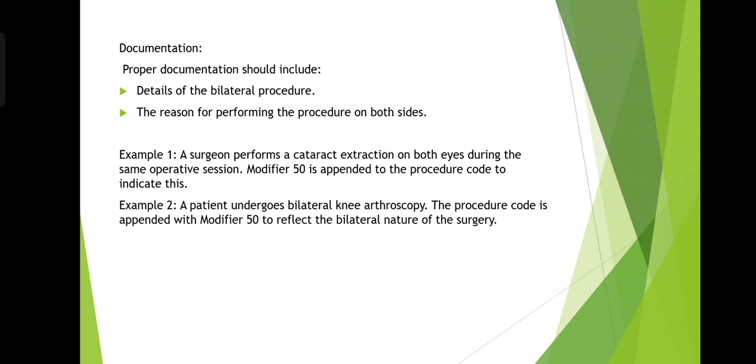Okay, let's see another example. A patient undergoes bilateral knee arthroscopy. The procedure code is appended with modifier 50 to reflect the bilateral nature of the surgery. What did they do? Bilateral knee arthroscopy. Bilateral itself means both sides were done, left knee and right knee. So you have to use modifier 50 with the knee arthroscopy procedure code.